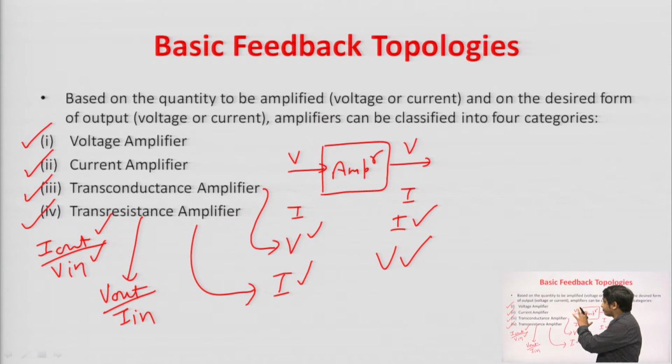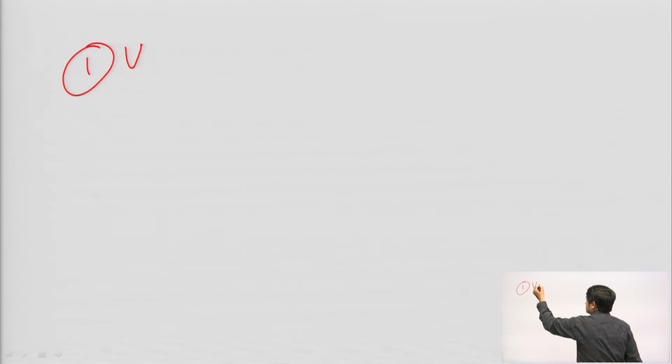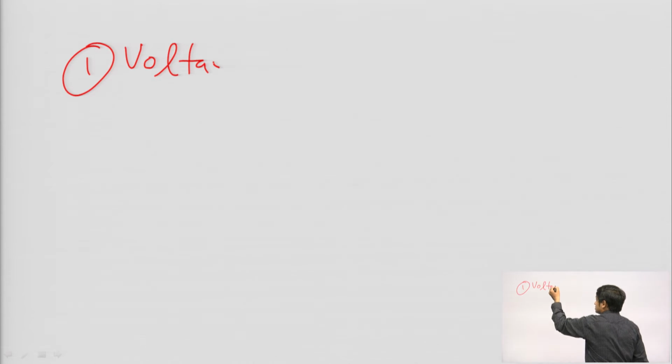So, these are the 4 amplifiers, these are the 4 feedback topologies which we are going to understand, and we will see that we can change the input and output resistance by selecting a proper amplifier, and what should be the input and output resistance for a particular amplifier, that we are going to see in this particular class. So, before I discuss anything, let us see the case of the voltage amplifier.